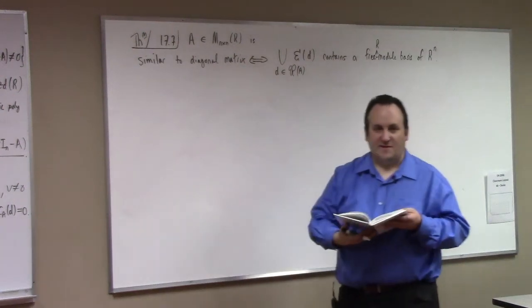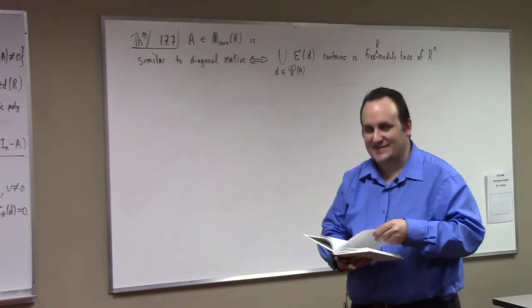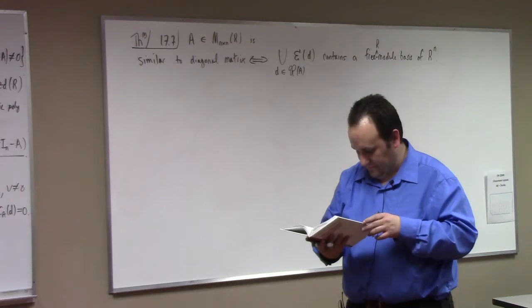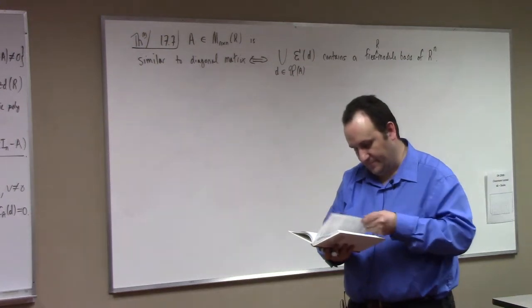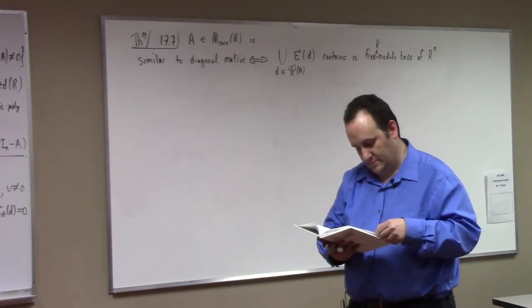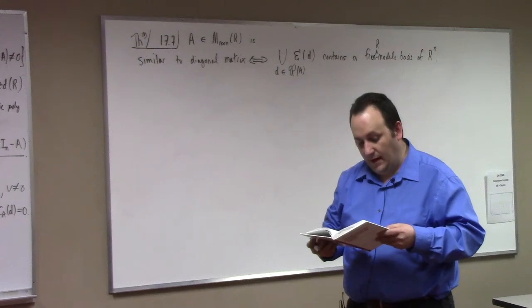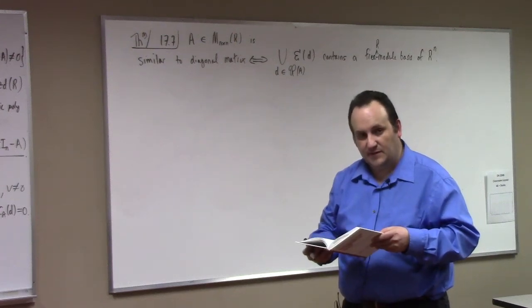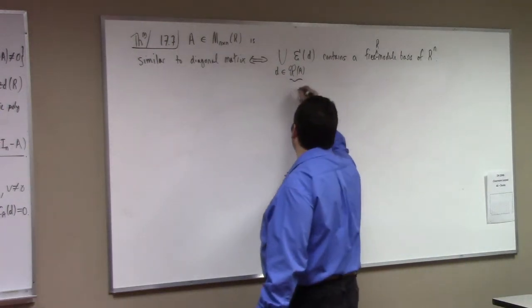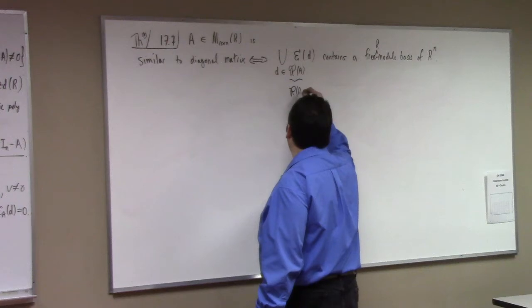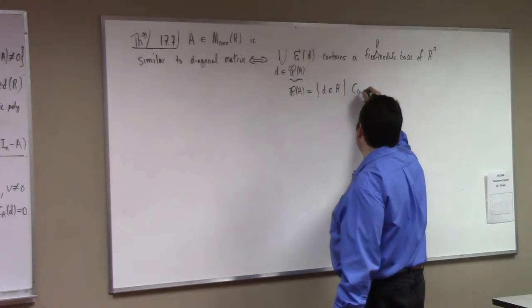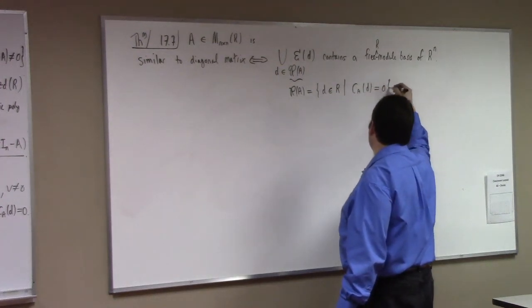All right, so what's this mysterious R of A? Those are the eigenvalues which actually make the characteristic polynomial vanish. So here, R of A is the set of D in the ring such that C A of D is straight up equal to 0.